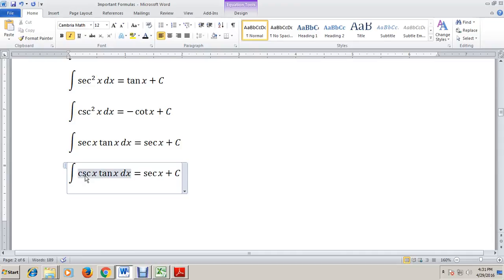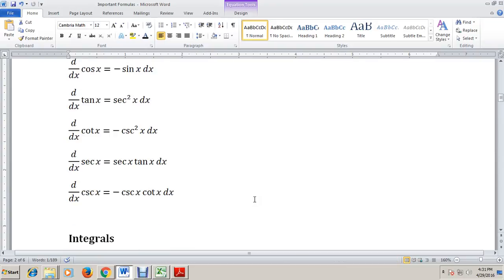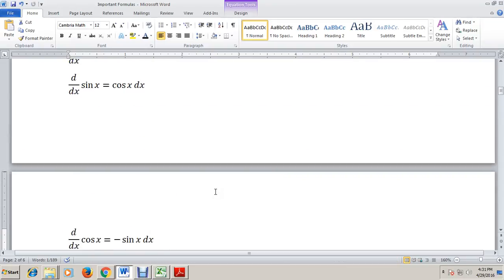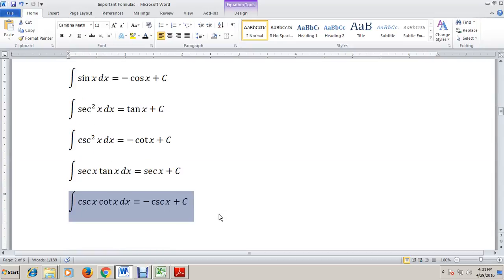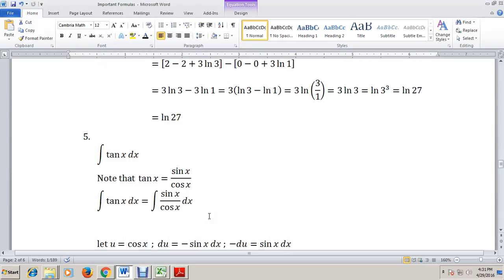Okay, so last in our list would be the integral of cosecant x cotangent x dx. This should give us the value negative cosecant x. Okay, so this would complete the list of integrals for this topic, the list of derivatives and the list of integrals. Okay, so let's proceed with the example.